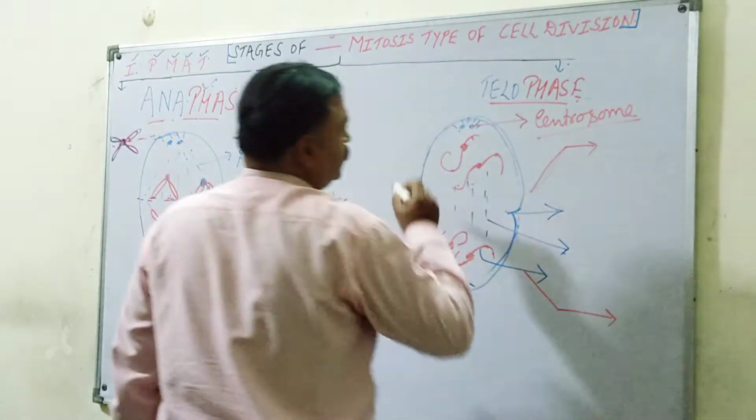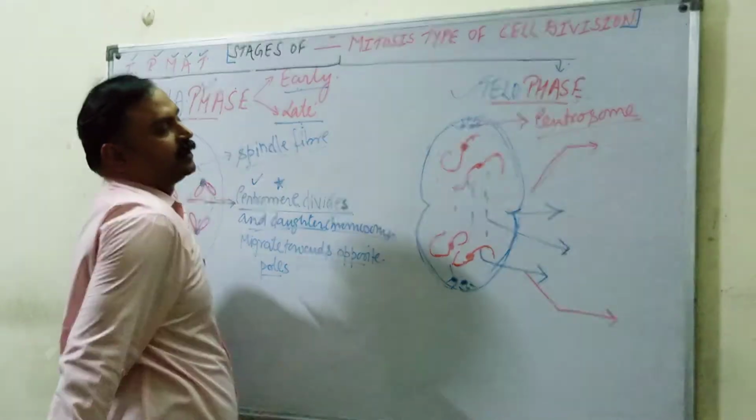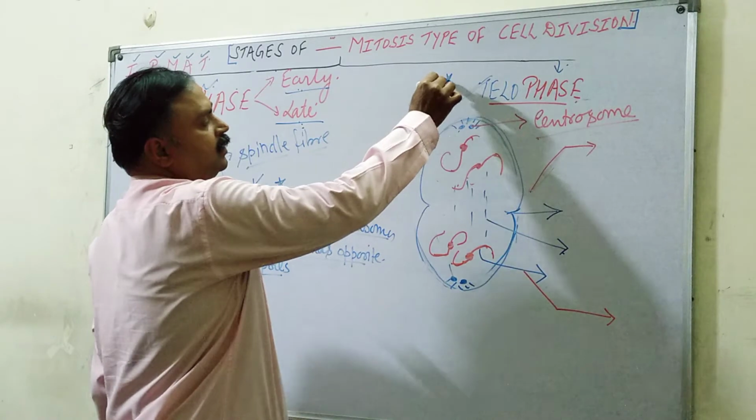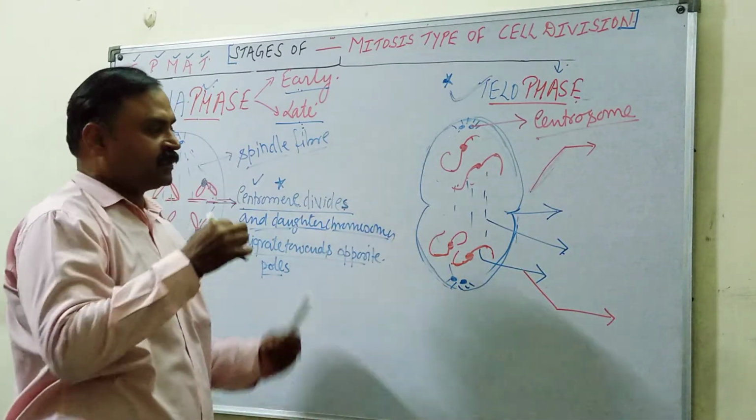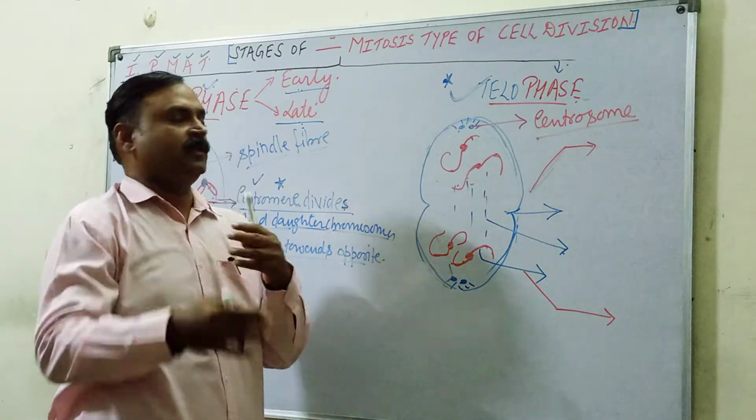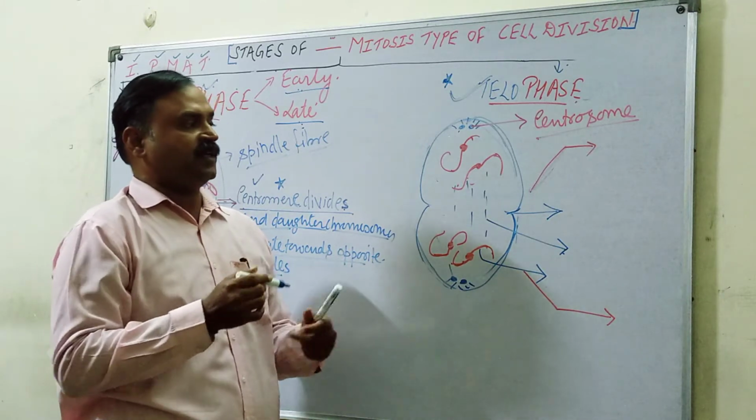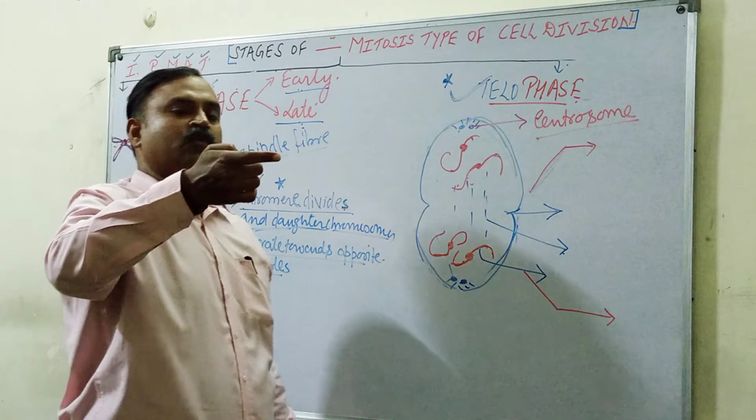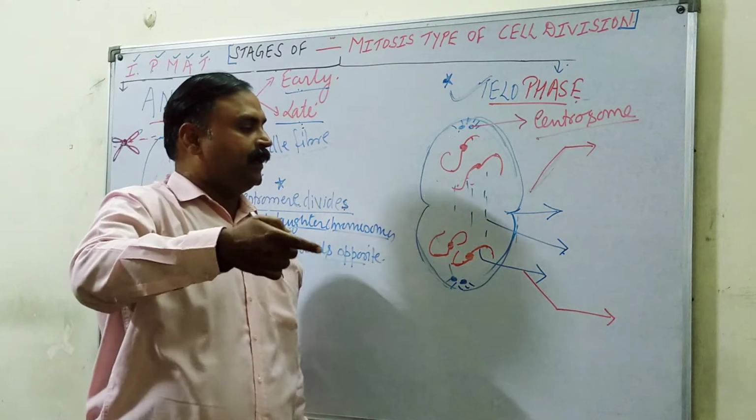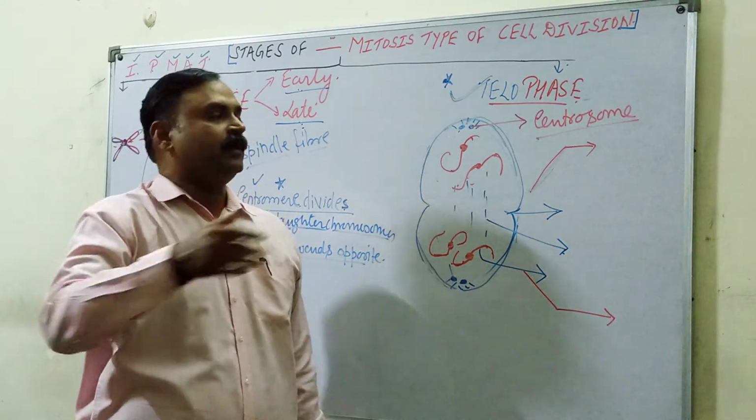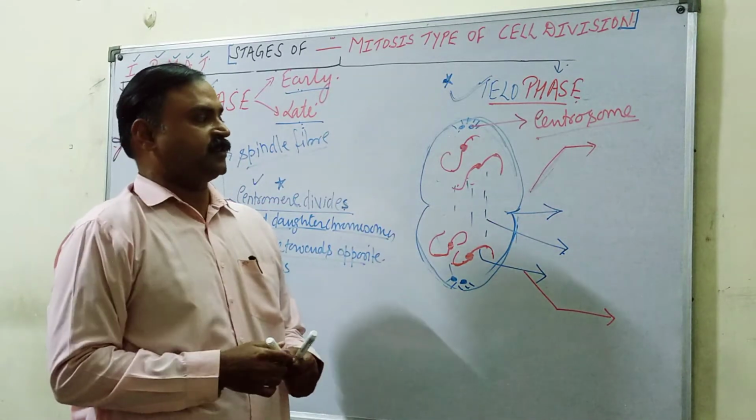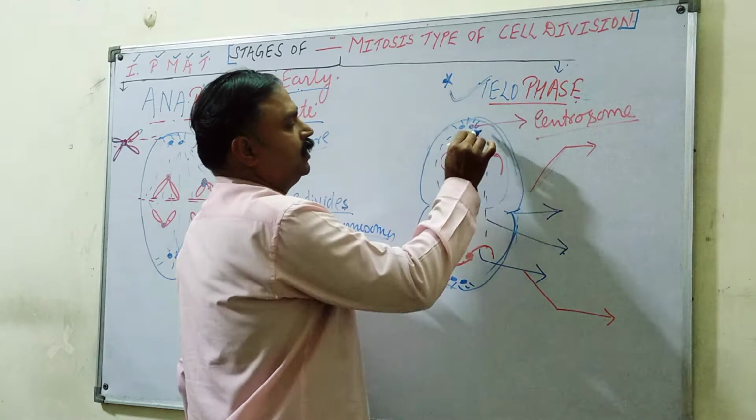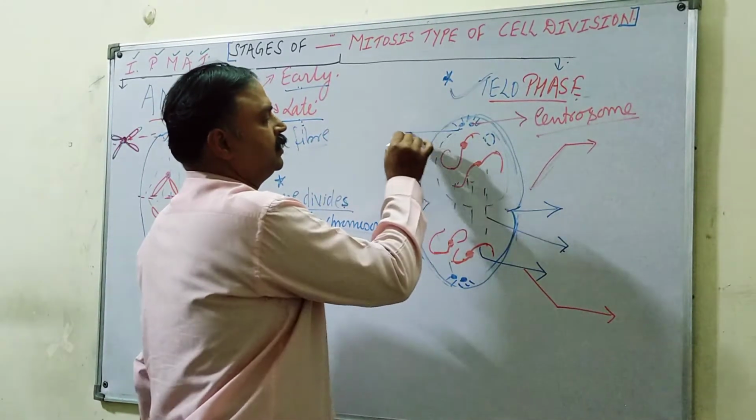Now the last phase is telophase. Very easy. If you remember late prophase, it is just the opposite of the features of late prophase. In late prophase, what was the feature? Feature of the late prophase was nucleolus and nuclear membrane disappearing and spindle fiber appearing. Here just oppose those two features. What you observe here? Nuclear membrane and nucleolus reappearing.